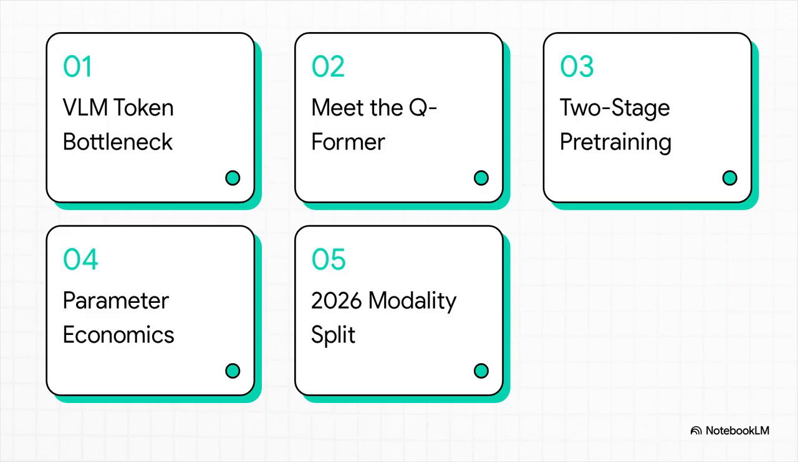Okay, let's quickly hit our roadmap for solving this puzzle. We're going to cover: 1. The VLM token bottleneck. 2. Meet the Q-former. 3. Two-stage pre-training. 4. Parameter economics. And finally, 5. The 2026 modality split. Let's get into it.